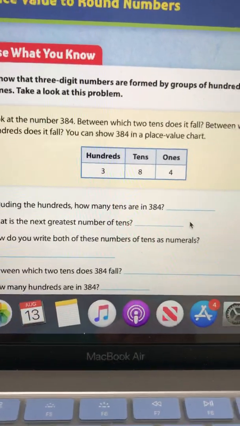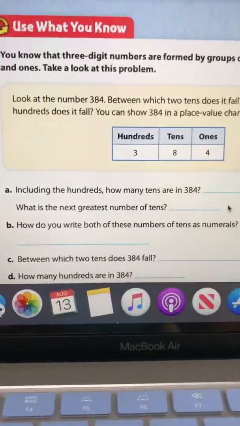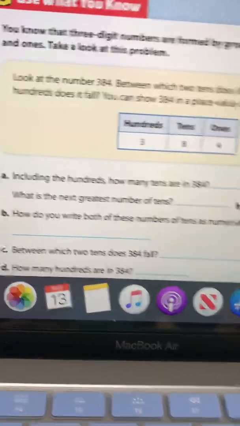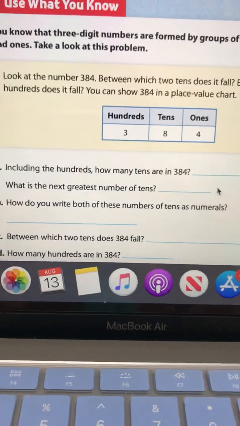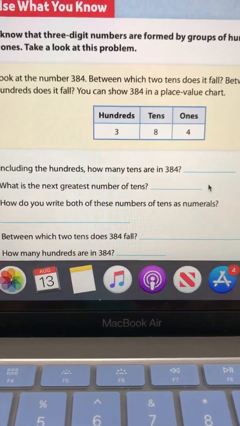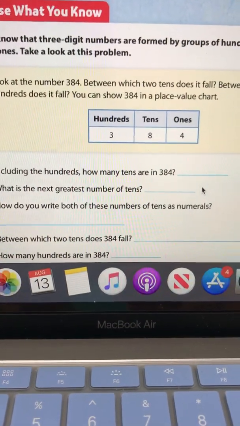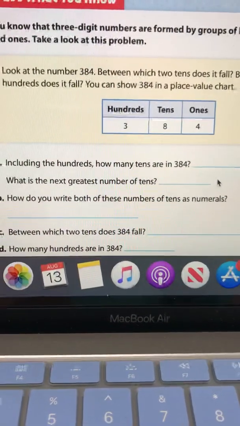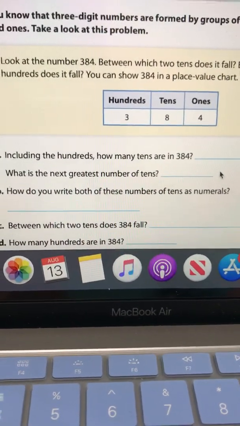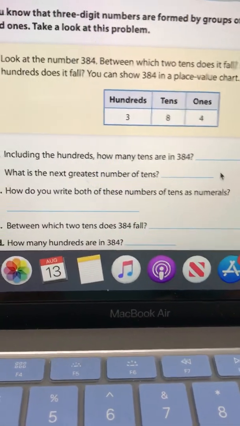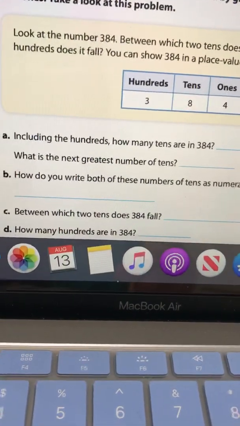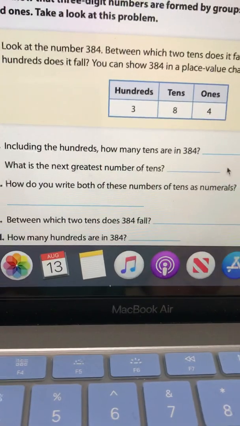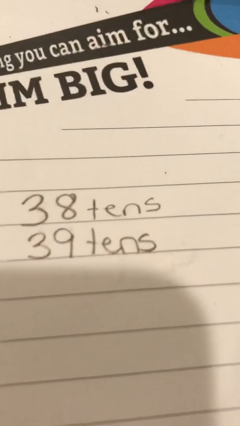Okay, let's look at letter B. Letter B, I'm sorry, there's still a second part to A. So let's continue on with A. A also says, what is the next greatest number of tens? So right now we have 38 tens. If I jumped up one more 10, what would I have? 39 tens. That's correct. So in your second blank, we're going to put 39 tens.